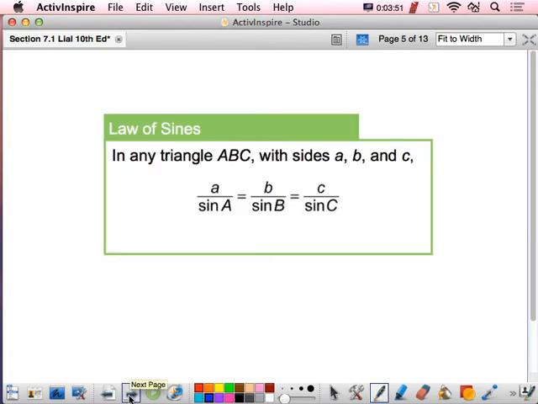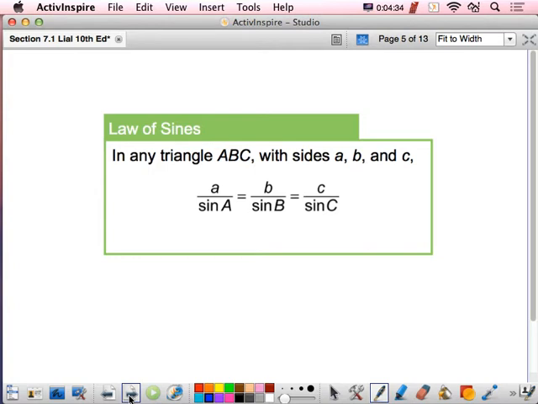Here's the law of sines. The law of sines states that for any triangle ABC with side lengths little a, little b, and little c, and angles capital A, B, C, it is always true that any of the sides divided by the sine of the angle opposite that side will equal any other side divided by the sine of the angle opposite that side. Okay, so you always have 3 choices. You can do a over sine A equals b over sine B, or you can do a over sine A equals c over sine C, or you can do b over sine B equals c over sine C.